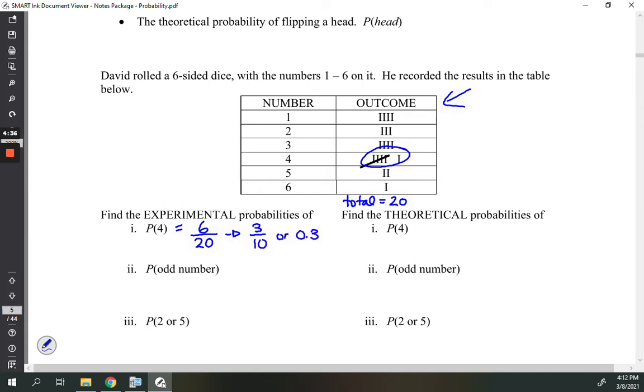But if I wanted to find the theoretical probability, that means I don't know this experiment exists. I'm just going to look at my outcomes. For rolling a dice, you only have 6 different options. You can get a 1, 2, 3, 4, 5, or 6.